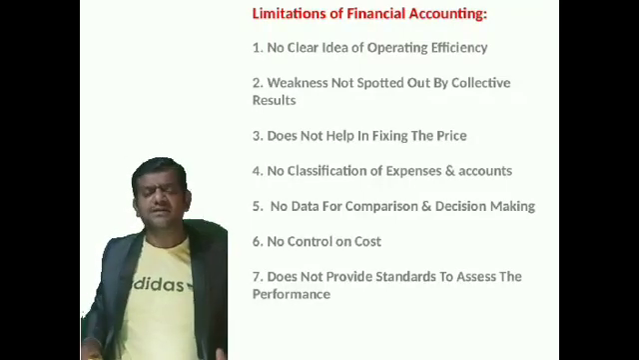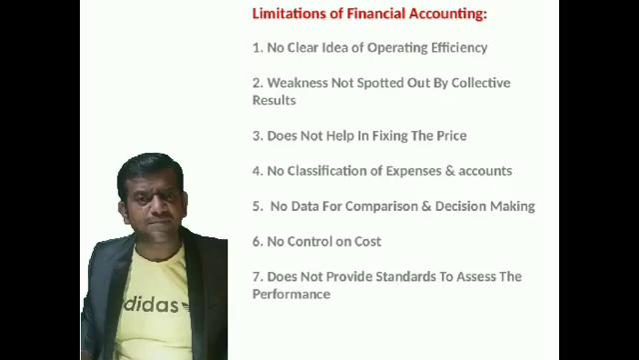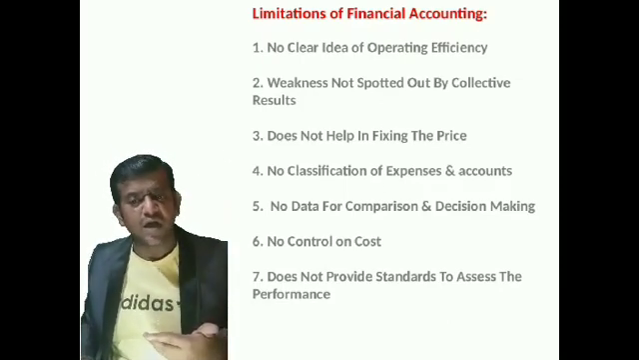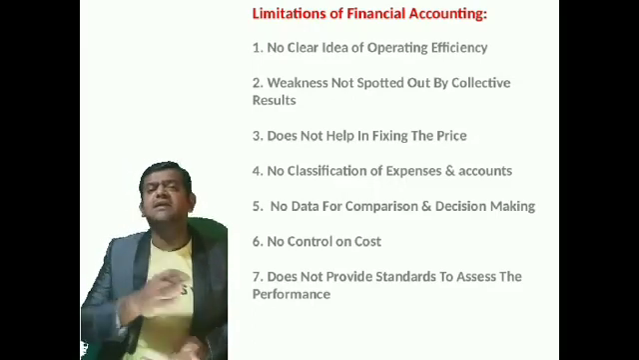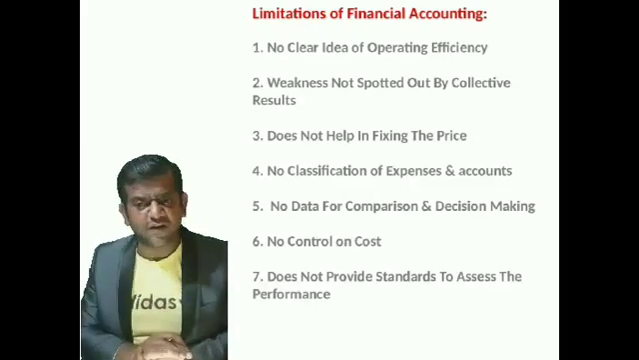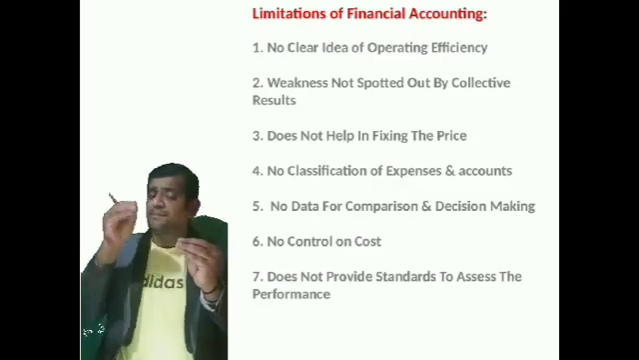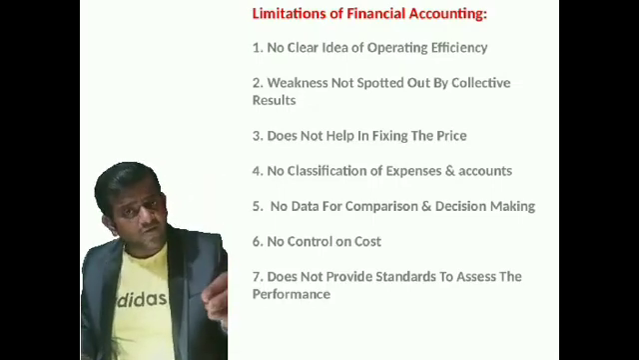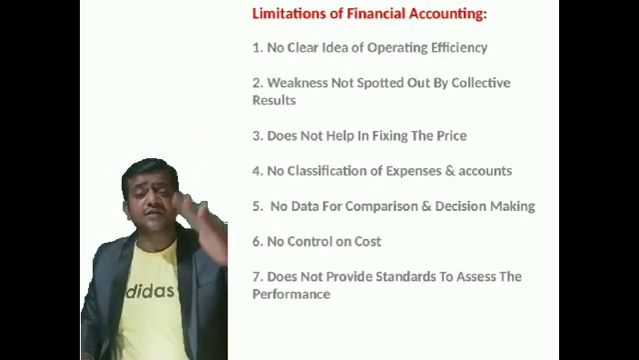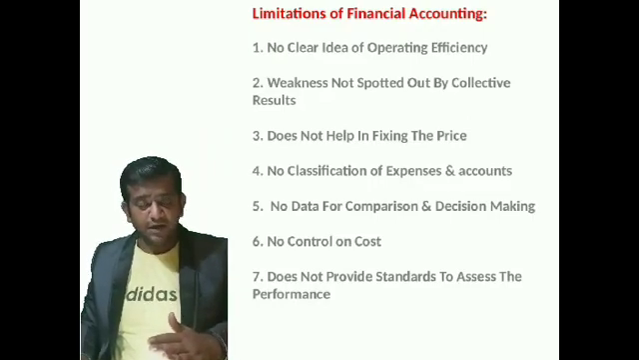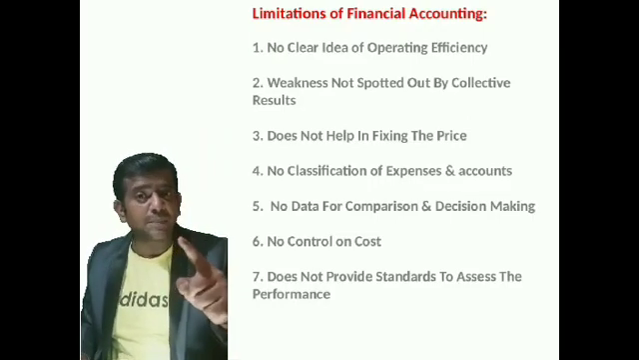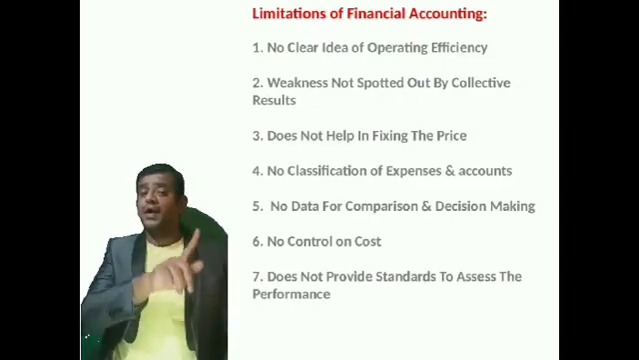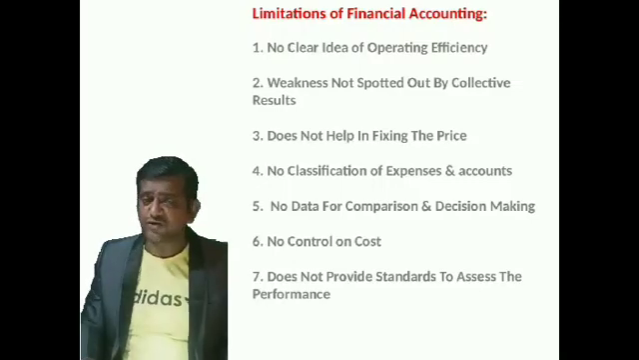Every time you cannot expect the price to remain constant. Price might increase, that is what I said as inflation, or the price might decrease, that is what we call deflation. So that may be because of trade deflation or depression or inflation or deflation. A lot of variations happen, so that clarity will not be given by financial accounting. That is what I have highlighted in point number 1: no clear idea of operating efficiency.